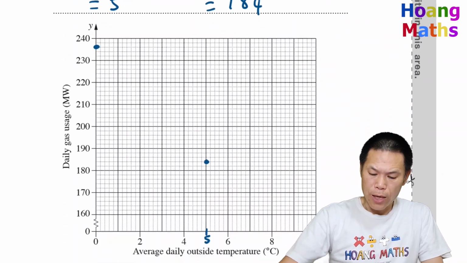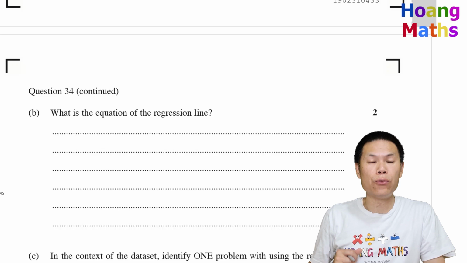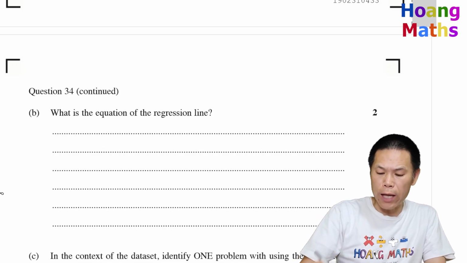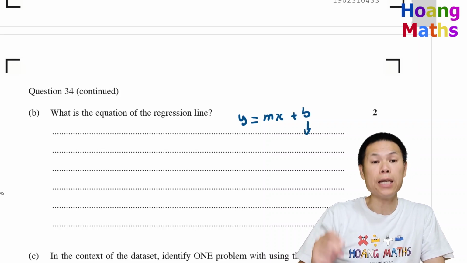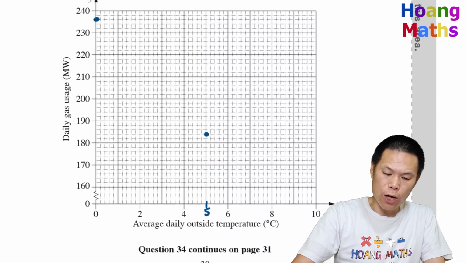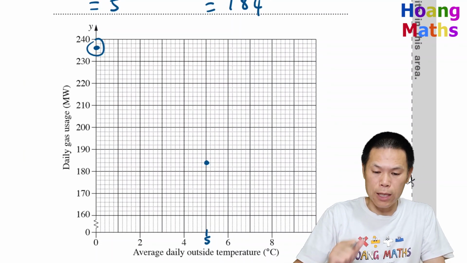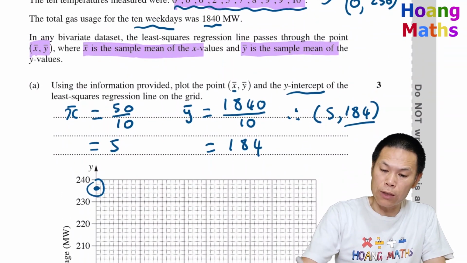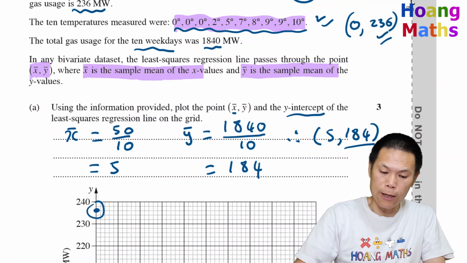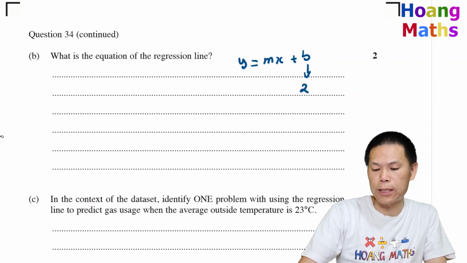Yep, that's it. Now, part B. What is the equation of the regression line? We know that y is mx plus b, and we know that b is the y-intercept. The y-intercept is here. It cuts at 236. So 236, remember, is from here. That's where we get it from, okay? So 236, let me just write this down.